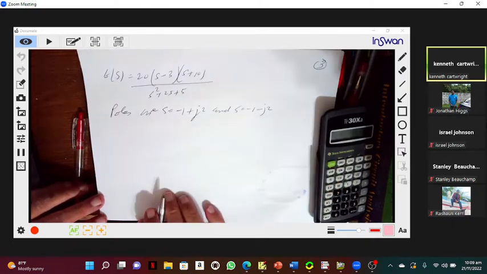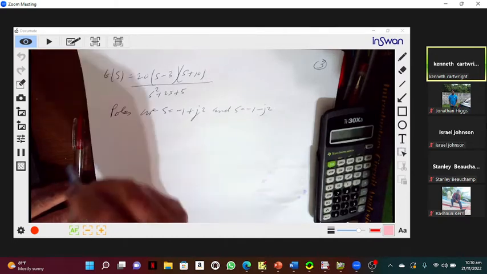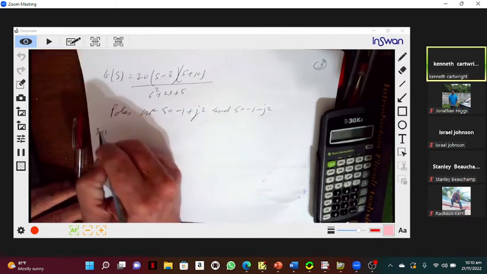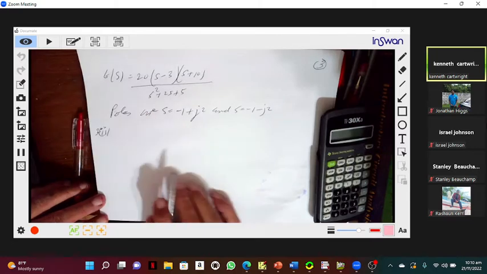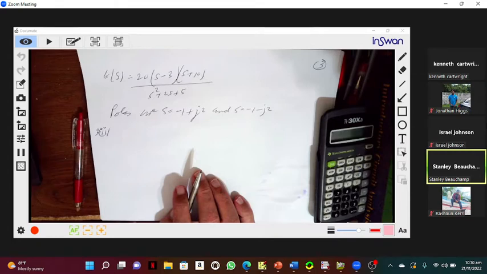Okay. So, question 3-2. Is this transfer function stable, unstable, or marginally stable? Give a reason for your answer. Well, which is it?